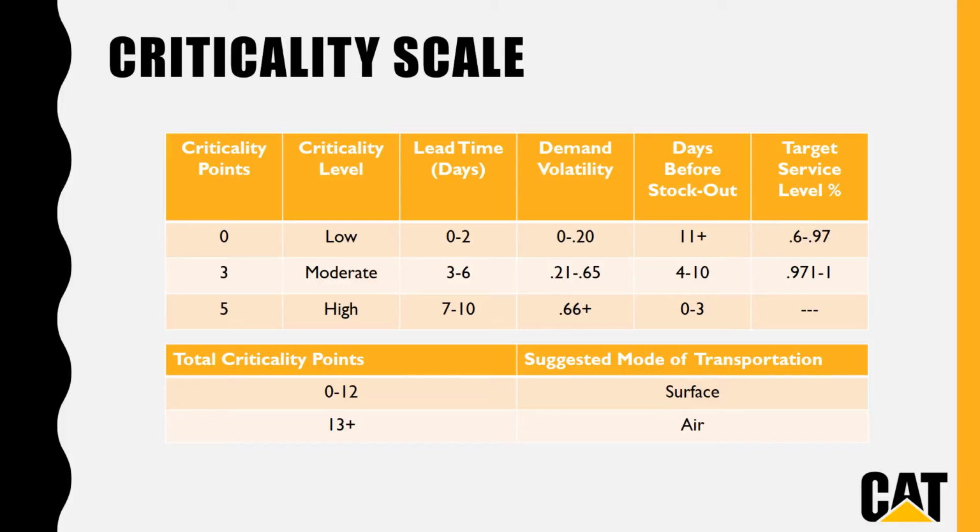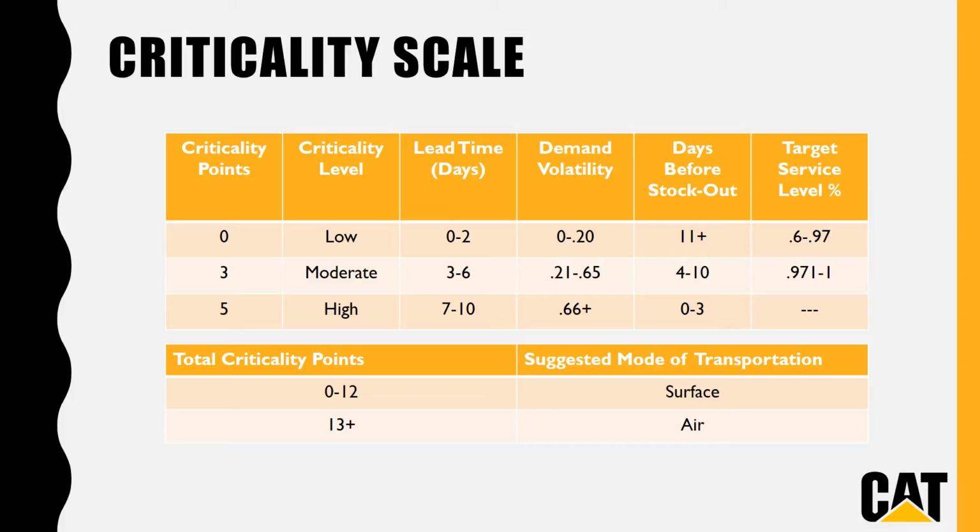After determining our metrics, we created the criticality scale to be low, moderate, or high and assigned point values to these different levels, 0 being low criticality, 3 being moderate, and 5 being high. We then chose ranges we thought reflected the degree of criticality for each of the metrics.